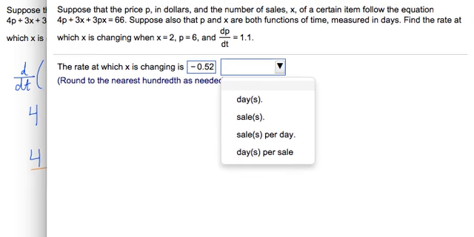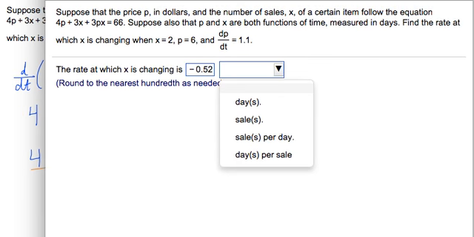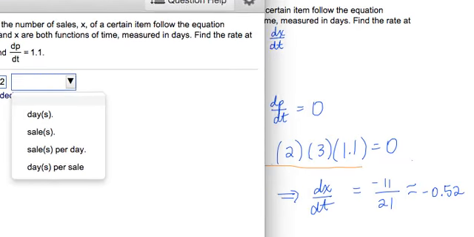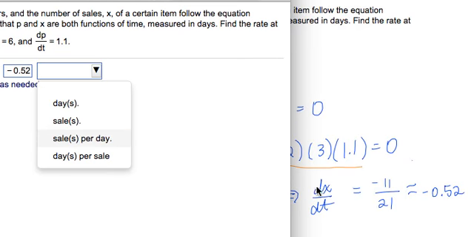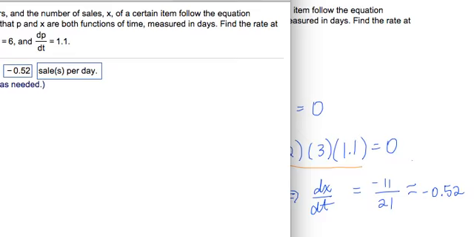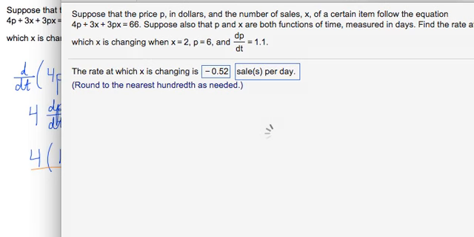Okay, let's see. We're finding dx dt, so the units are going to be the units of X divided by the units of T. So it's the number of items sold, that's X, divided by days, the number of items sold per day. So I need the rate of change of X with respect to time.